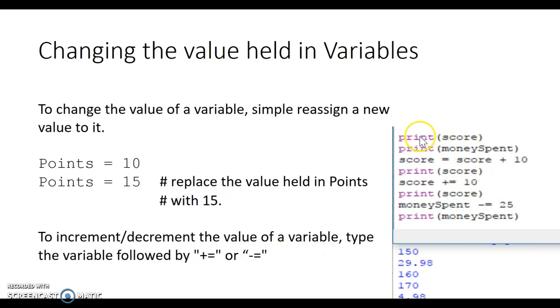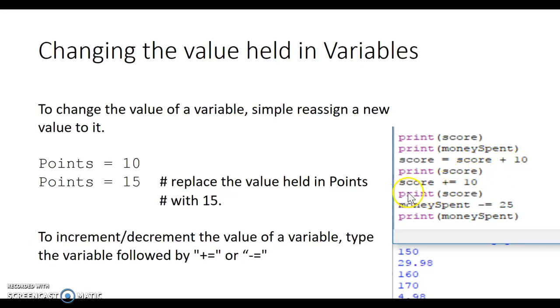So let's look here, for example. I've printed score, and I print money spent. Score is 150, money spent's got 29.98 in it. One way I can change score is score equals score plus 10. So I'm taking what was originally in score, adding 10 to it, and putting that into score. Score was 150, I added 10, it became 160. So score is equal to the old value of score plus 10.